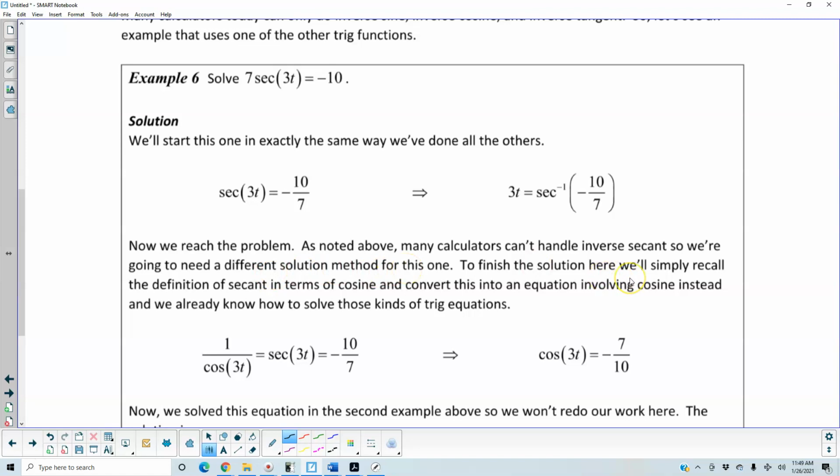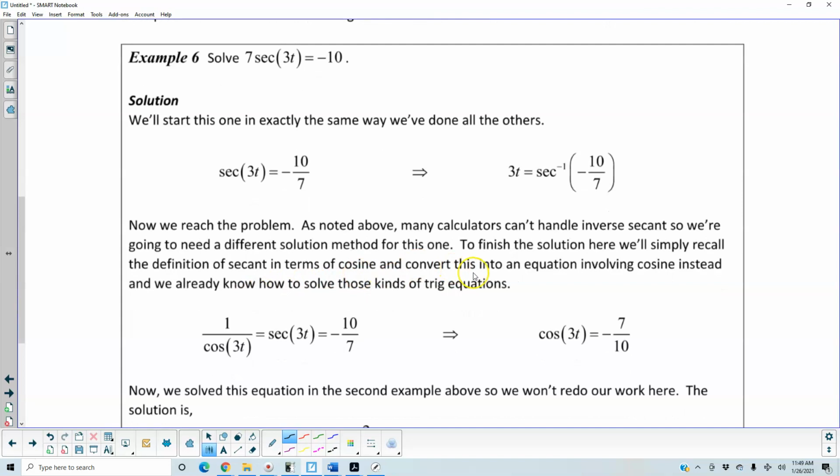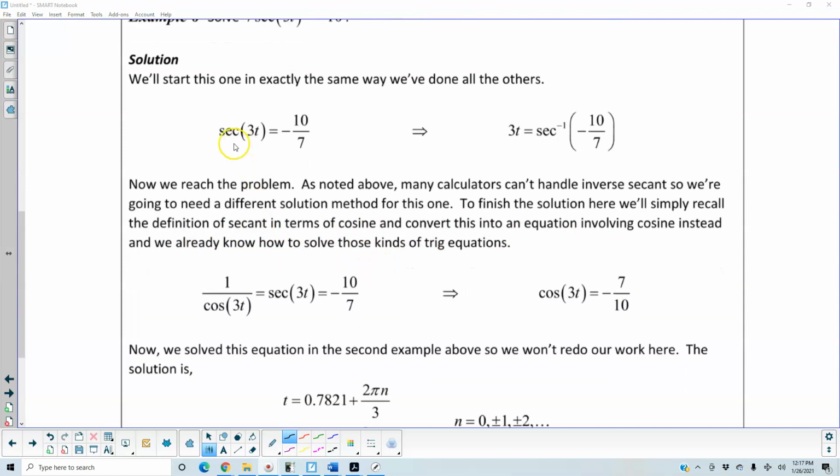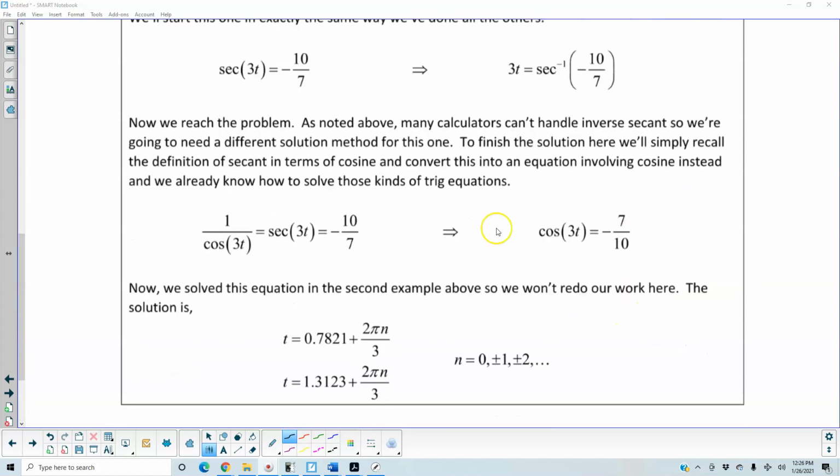To finish the solution here, we'll simply recall the definition of secant in terms of cosine and convert this into an equation involving cosine instead, and we already know how to solve those kinds of trig equations. So rewriting, secant of 3t is 1 over the cosine of 3t, equal to negative 10 over 7. If we take the inverse of 1 over the cosine of 3t, we get cosine of 3t. That means we need to take the inverse of negative 10 over 7, which is negative 7 over 10.